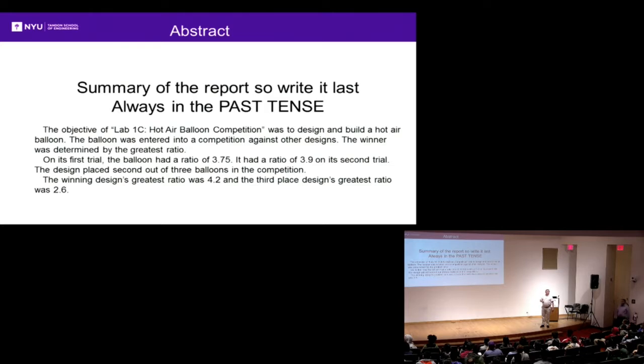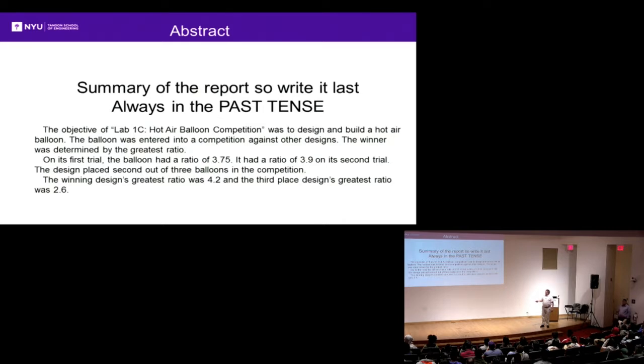It's a summary of the report, so you would write it last. You cannot summarize something that you have not created. You have to know what the report says to summarize it. And so this summary, this abstract, assumes that there were 3 hot air balloons in this competition. And as you can see, the first paragraph is the objective right here. Right? It tells you that it was a competition. It tells you how it was judged.